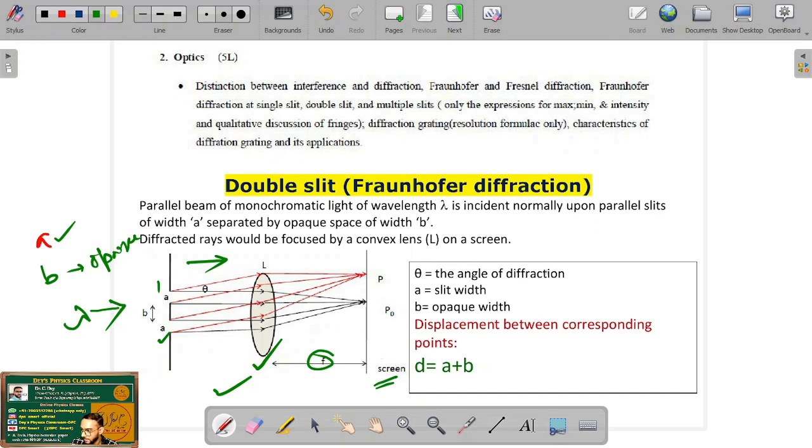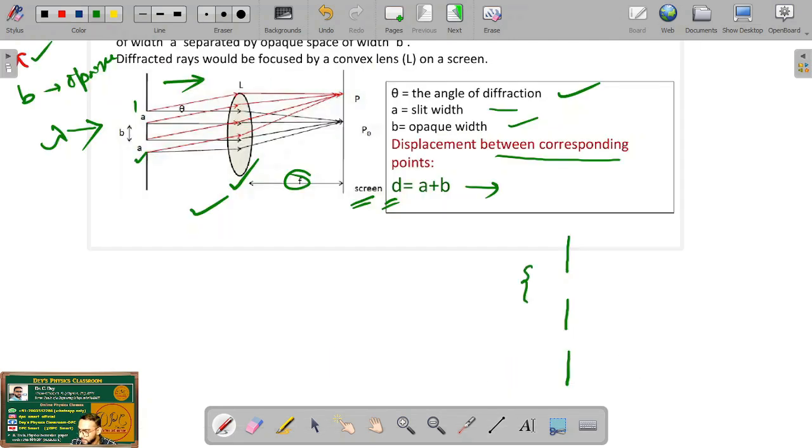Here let theta be the angle of diffraction, A is the slit width, B is the opaque width, and one important term is the displacement or distance between corresponding points. The distance between corresponding points is denoted as D, which equals A plus B. Now what are corresponding points? Suppose this one is slit 1 and this one is slit 2 with width A, and this is the opaque B.